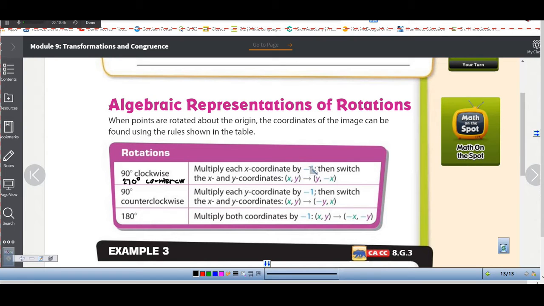All right, so they describe it a little bit differently. They say to multiply the x coordinate by -1 and then switch them. For me, just the way I think, I just like to say switch the order around and then make the second one the opposite of what it was. But you can also follow their direction as well. That rule will always work.